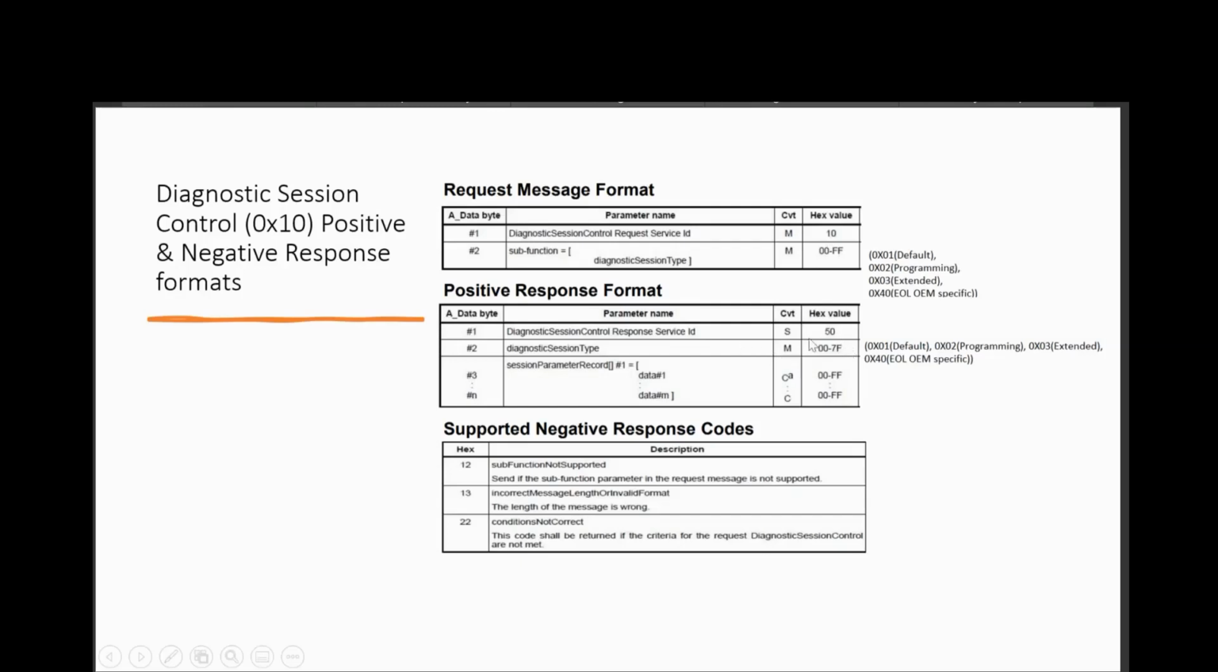Okay, and then next the subfunction will be the same. Suppose 1003 we are sending, the reply will be like 5003, followed by some timing parameters if you configure any timing parameters in the software. This is optional data.